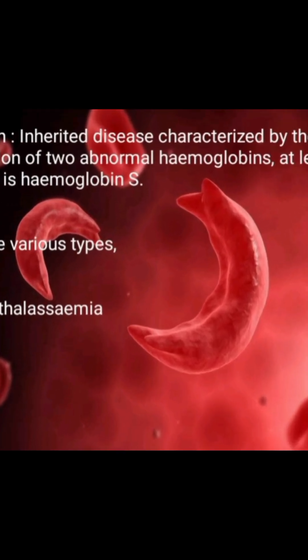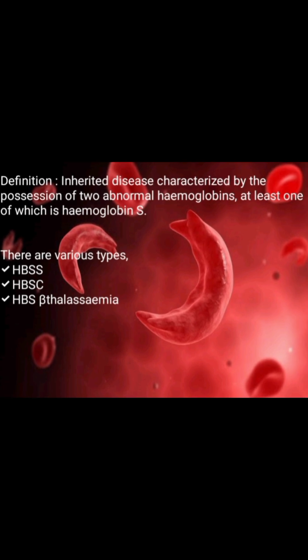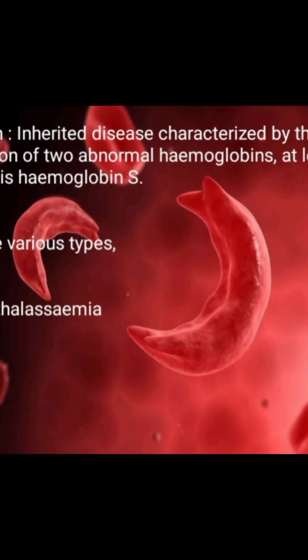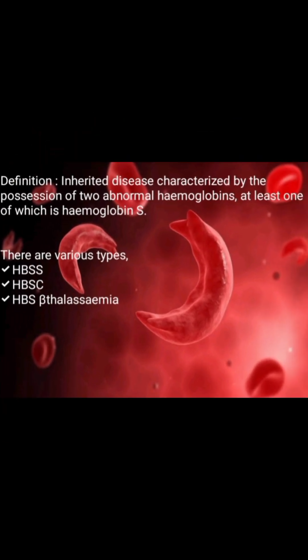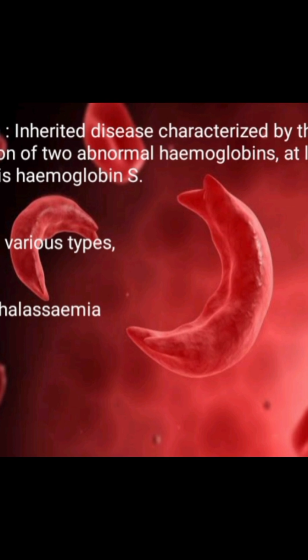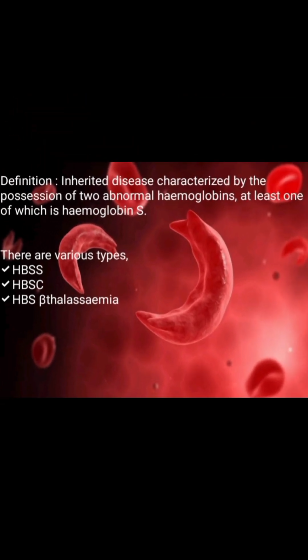Sickle cell disease is actually an inherited disease condition mostly characterized by the possession of two abnormal hemoglobins. With these hemoglobins, at least one of them should be hemoglobin S. And we all know the role of hemoglobins. Hemoglobins, as the name suggests, are basically proteins in the red blood cell. That's the basic concept that we should all know.